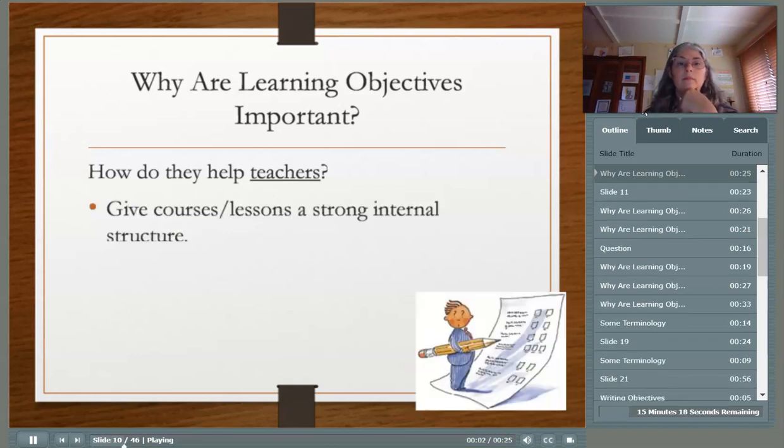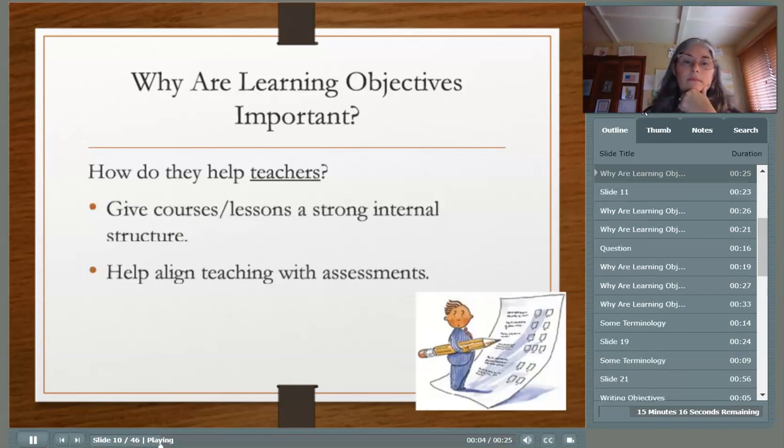How else might they help you? Well, they also help to pair up what you're teaching with what you're assessing. You know, you want to make sure that your assessments align well with what you have taught your students. So if you have well-written learning objectives, you can use those learning objectives to help create your assessments. And I'm going to pause there.